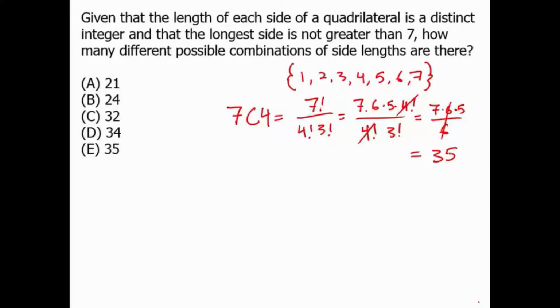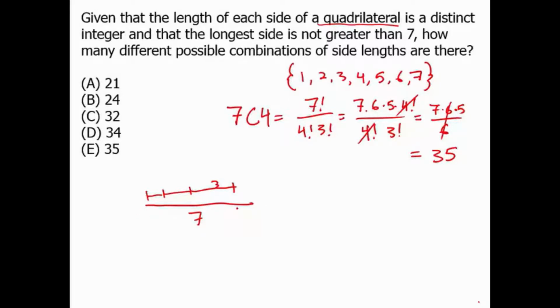But we have to think about the geometry also. Are all 35 of those going to be possible? And the answer is no, because a quadrilateral is a closed thing. And so think about the sides of a quadrilateral. Suppose we had a length of 7 as the longest side, and suppose we picked the three shortest numbers, 1, 2, and 3. Well, 1, 2, and 3, that wouldn't be long enough. No matter how much these three short sides stretched, they could not equal the length of that long side.